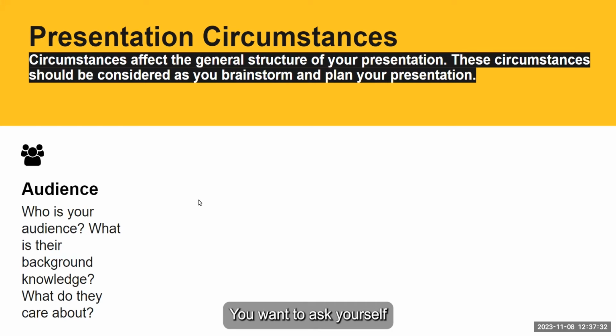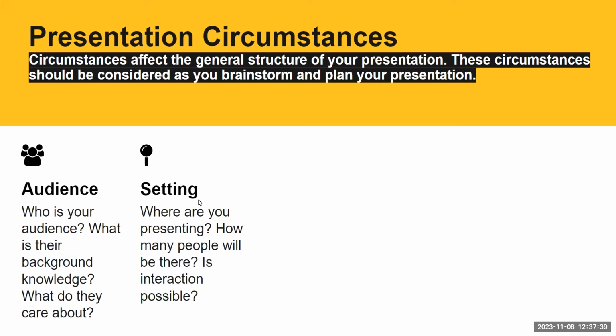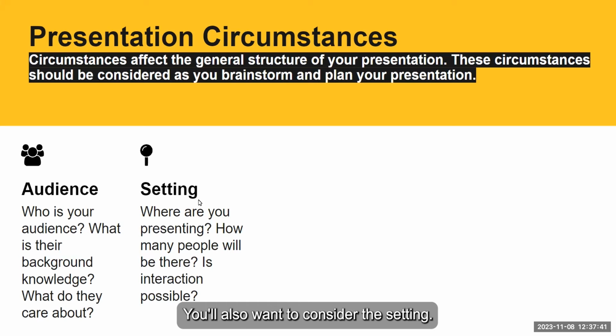You'll want to ask yourself, who is your audience? What is their background knowledge? And what do they care about? You'll also want to consider the setting. You'll want to know, where are you presenting? How many people will be there? And is interaction possible?